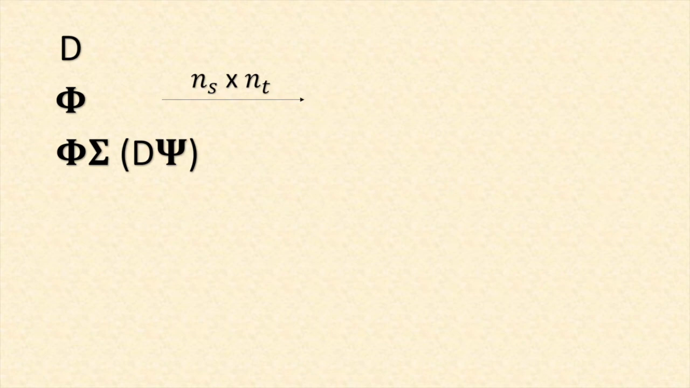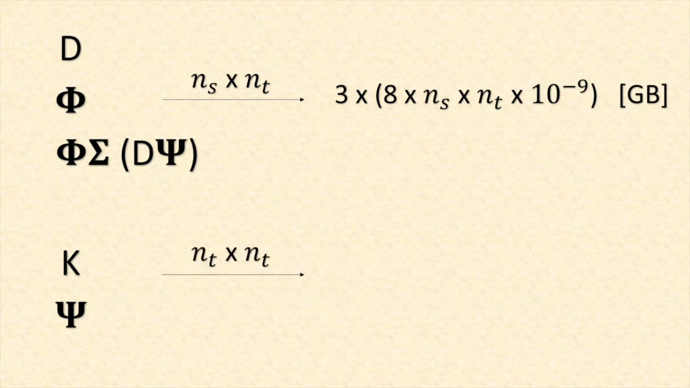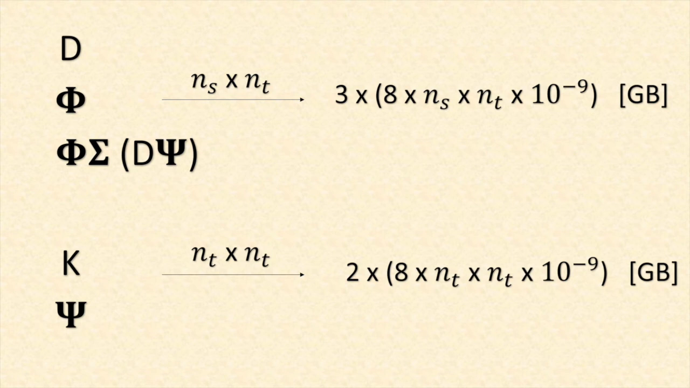So in terms of memory, these matrices require 8 times nt times ns times 10 to minus 9 GB of memory. You remember that ns is the number of spatial points in your snapshots, while nt is the number of snapshots. The other 2 matrices, namely k and psi, are of sides nt times nt, that in terms of memory is 8 times nt squared times 10 to minus 9 GB.